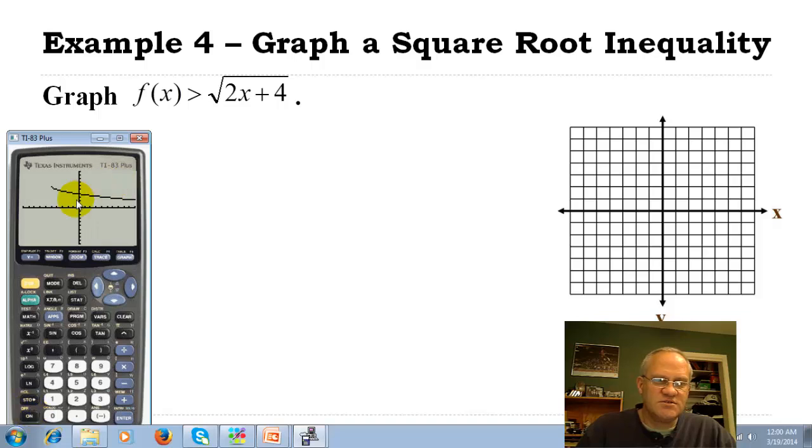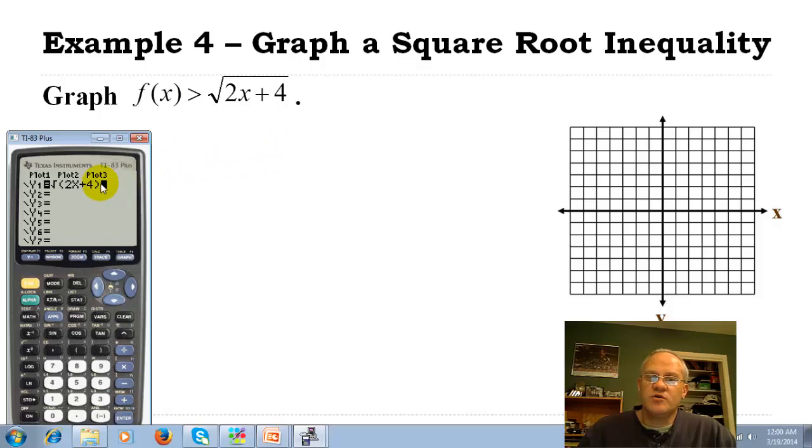I got to turn this back on since it turned off. And I'm going to type in here, since some of you can put the greater than and less than stuff in here, I don't know how to do it. So I'm just going to do this as equals. So I've got y equals the square root of 2x plus 4, close parentheses. There's nothing outside here. Okay, so we're done there.